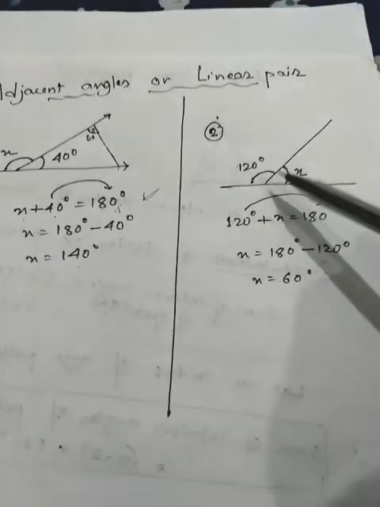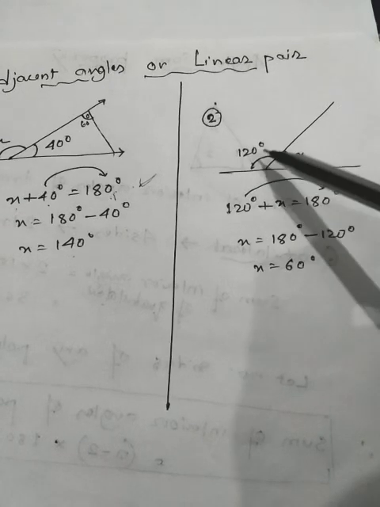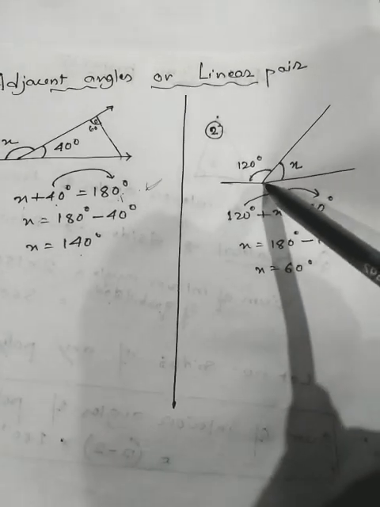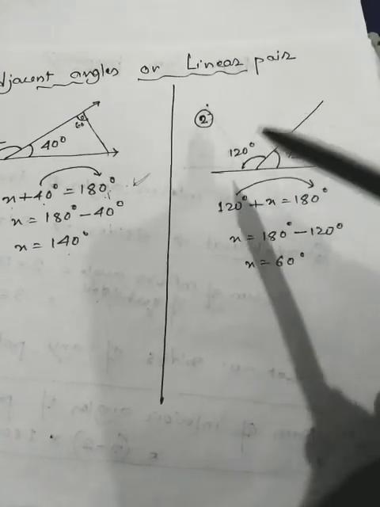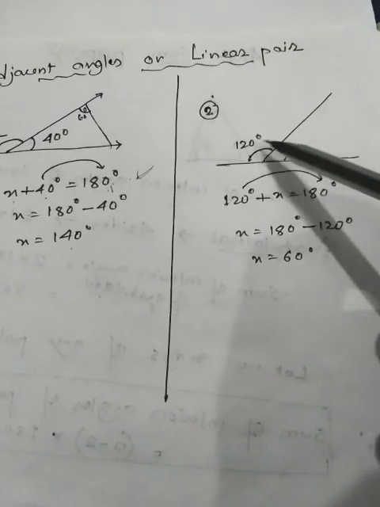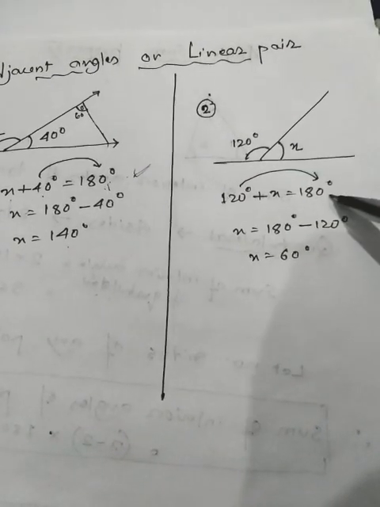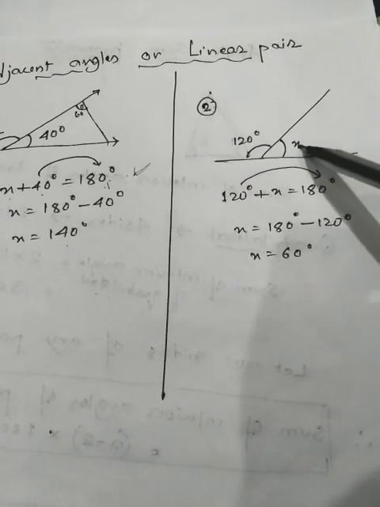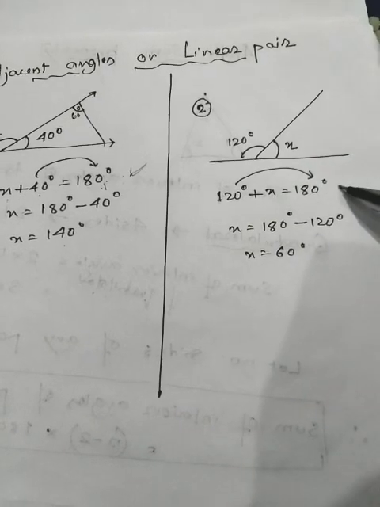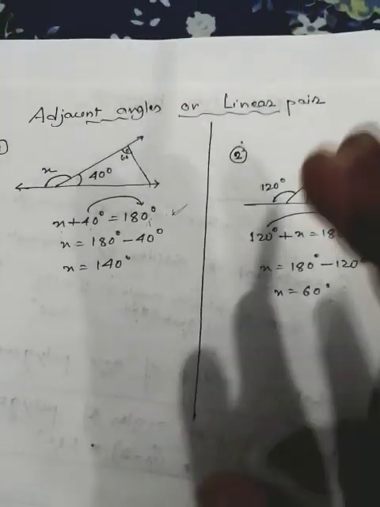Similarly, if you see this, these are also adjacent angles, because these two angles are sharing the common point. So this is how we understand these two are adjacent angles. So 120 degrees plus x would be how much? 180 degrees, because they are adjacent. Transpose it to the RHS, so x will be what? 60 degrees. So this is the concept.